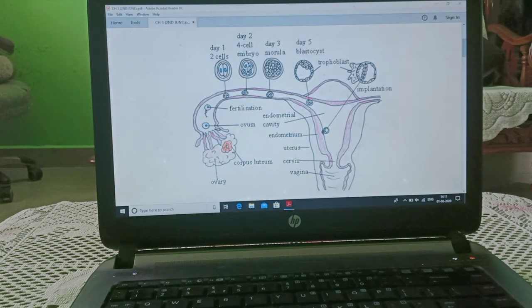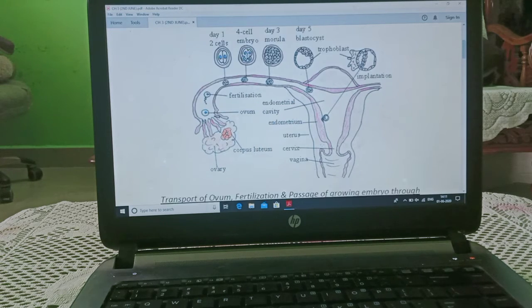At this time, it is known as the blastocyst. This is the 5th day of fertilization. This formed structure moves ahead and it is implanted on the inner wall of the uterus, that is the endometrium. And here finger-like structures are formed. They are known as the trophoblast, so that the embryo can be implanted easily on the inner wall of the uterus, that is the endometrium.